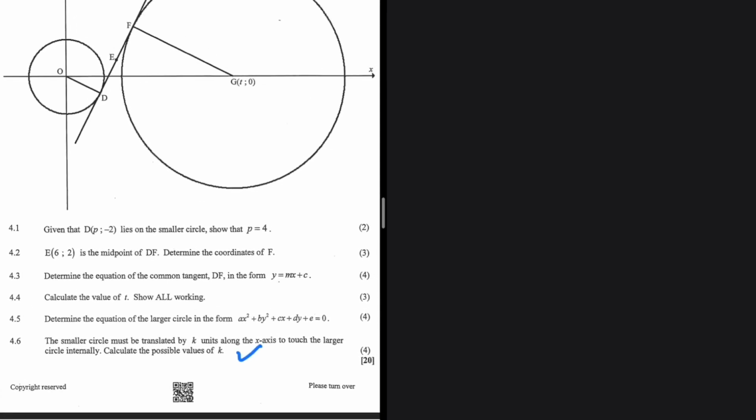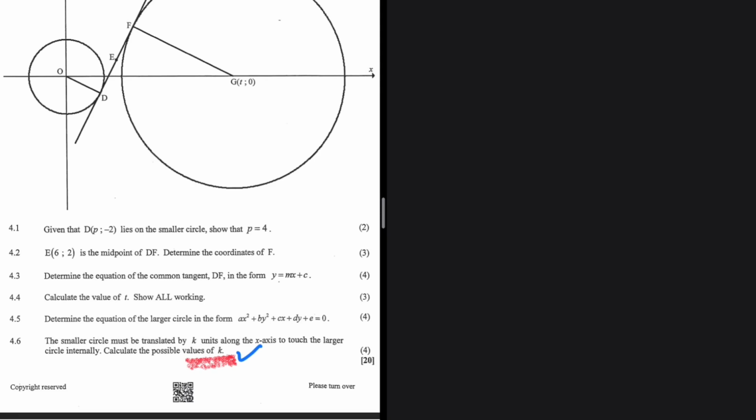4.4.6. The smaller circle must be translated by k units along the x-axis to touch the larger circle internally. Calculate the possible values of k. Okay, so we have two possible values of k.